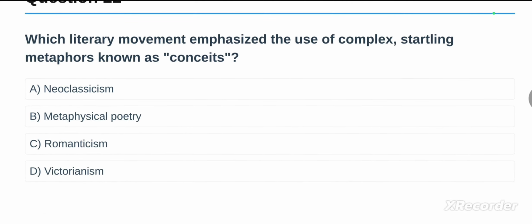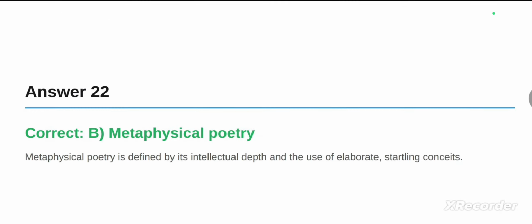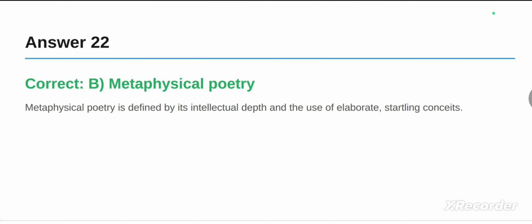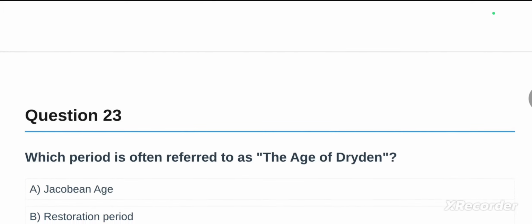Question number 22. Which literary movement emphasized the use of complex, startling metaphors known as conceits? And we discussed earlier, metaphysical poetry. Metaphysical poetry is defined by its intellectual depth and use of elaborate, startling conceits.